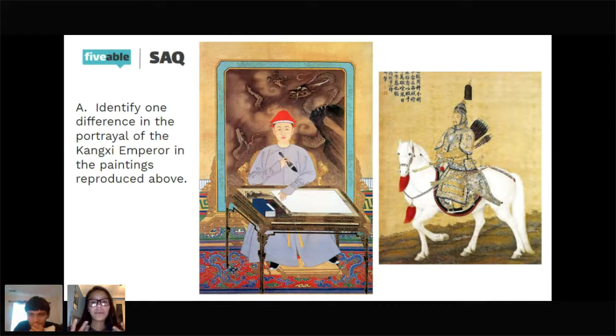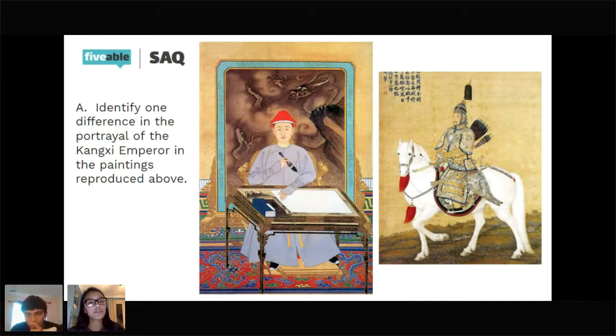So if we point out some obvious ones, we see Kangxi in one of them in a seated position, almost like a scribe kind of position. It shows his wisdom almost, because writing was only for the very educated.